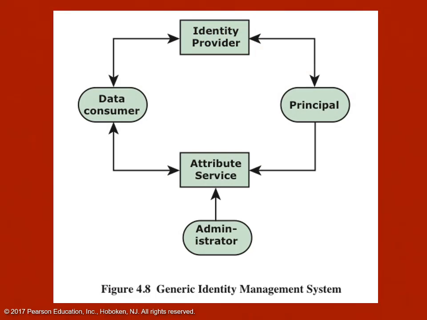Generic Identity Management System. The figure illustrates entities and data flows in a generic identity management architecture. A principal is an identity holder. Typically, this is a human user that seeks access to resources and services on the network. User devices, agent processes, and server systems may also function as principals. Principals authenticate themselves to an identity provider. The identity provider associates authentication information with a principal, as well as attributes and one or more identifiers.